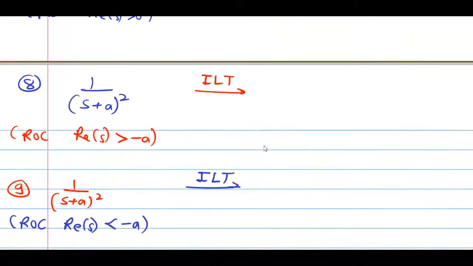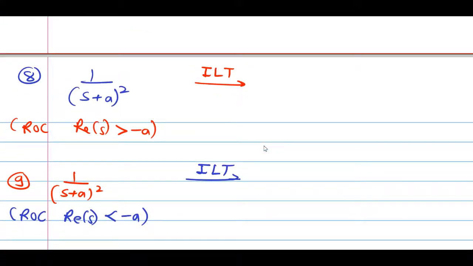Next, 1 upon s plus a whole square. So 1 upon s plus a has Laplace inverse e raised to minus at u of t. Why have I taken u of t? Because ROC is given greater than minus a, and as it is a square, you have to multiply with t. Then next, 1 upon s plus a whole square and ROC is less than minus a.